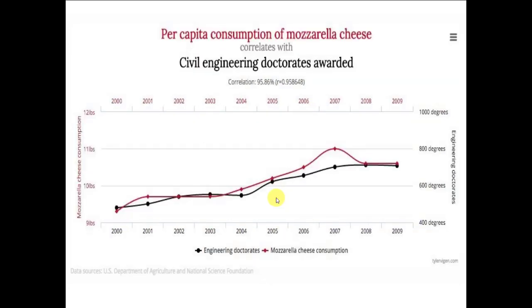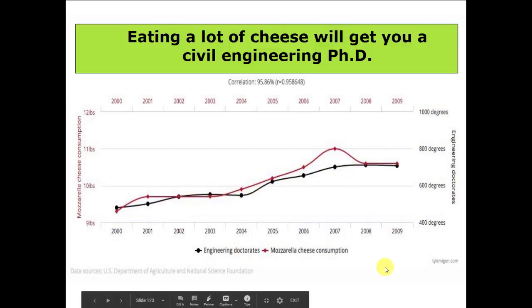Here's another one. This correlates the consumption of mozzarella cheese, so how much mozzarella cheese is eaten, with how many civil engineering doctorates are awarded. And the correlation again is very high. It's got a 0.958 correlation. And we can see here that's a positive trend, very highly correlated. So the correlation here, if we were to assume causation, we would say that eating a lot of cheese will get you a civil engineering Ph.D., which again is just ridiculous.